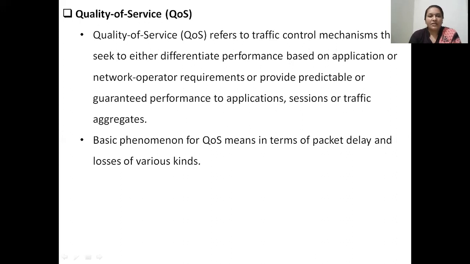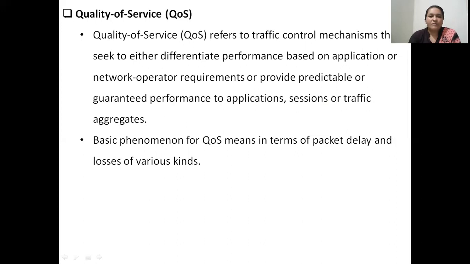The next concept which we will be learning in this video is quality of service. Quality of service is a very broad area of importance with all these network applications today. So this quality of service which we discuss here refers to the traffic control mechanisms which seek to either differentiate performance based on the applications or based on the network operator requirements, or provide some predictable or guaranteed performance to the applications, sessions and traffic aggregates.